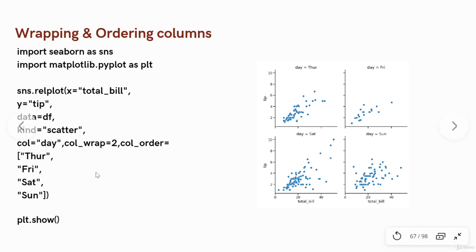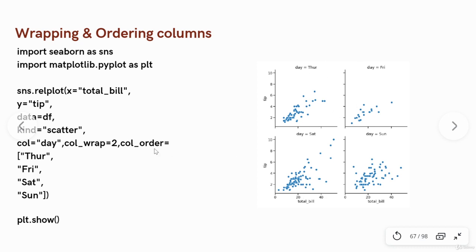But if you want to reduce the number of columns, you can use the wrapping function, col_wrap. So I want to wrap the data in 2 columns only. That's why it will give me Thursday, then Friday. Then instead of giving Saturday here, it will give me Saturday in the next line, and then Sunday. So the entire data is set up in 2 columns only.